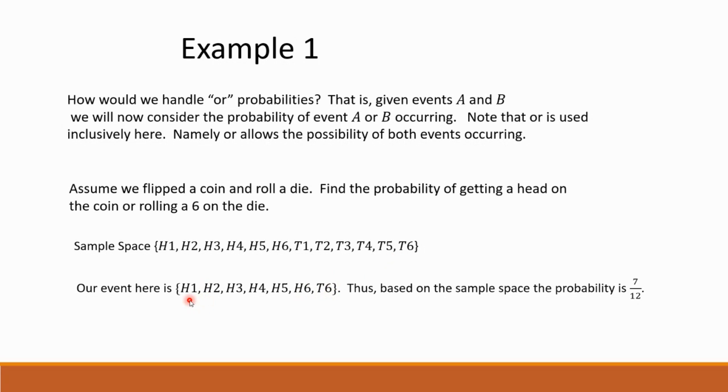All right, how many outcomes are there? There's 7, right? So the probability here of flipping a coin and the coin landing on heads or rolling a 6 on the die is 7 over 12.